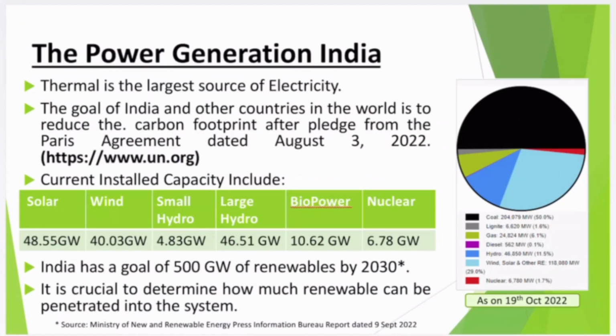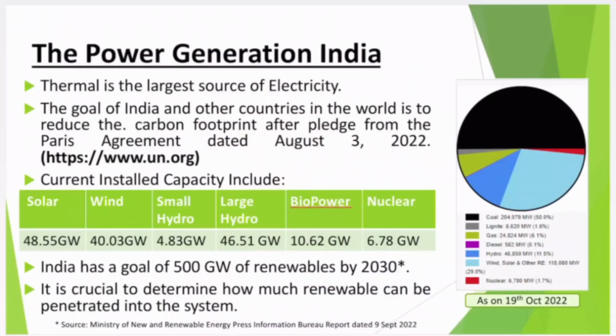Now, if you focus on power generation in India, which is a very interesting story, thermal generation contributes the maximum percentage of the energy requirement of this nation. But over a period of time, there is no growth in thermal generation, so probably the percentage keeps on reducing. Also, the goal of India and other countries in the world is to reduce carbon footprints, after the pledge from the Paris Agreement on 3rd August 2022.